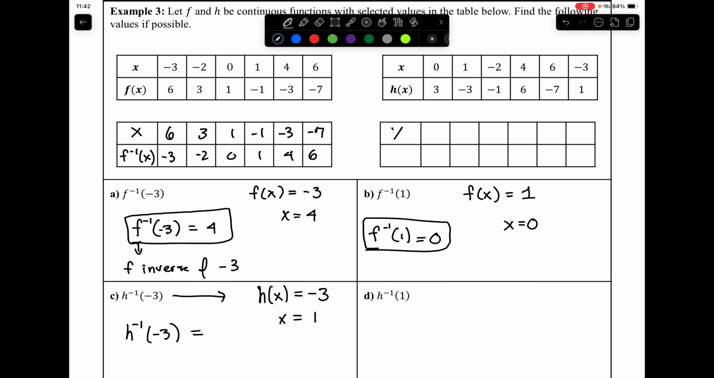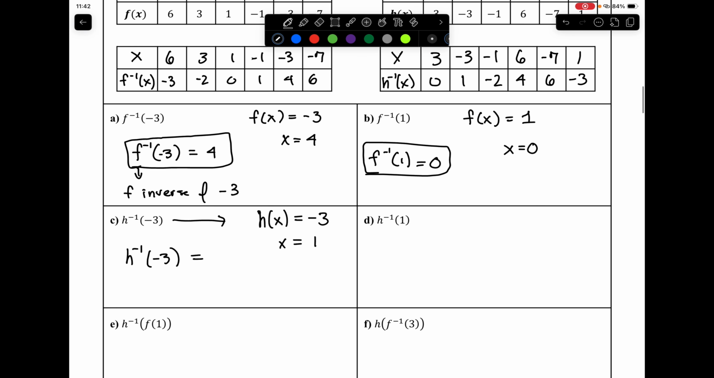Now let's see if it matches when I get the inverse here. To create the inverse of h, we're simply going to switch the x and y values. And we see that, yep, when x is -3, the output value is 1. So h inverse at -3 equals 1. Like I mentioned, the solution to that equation is the value of the inverse of h at that number.